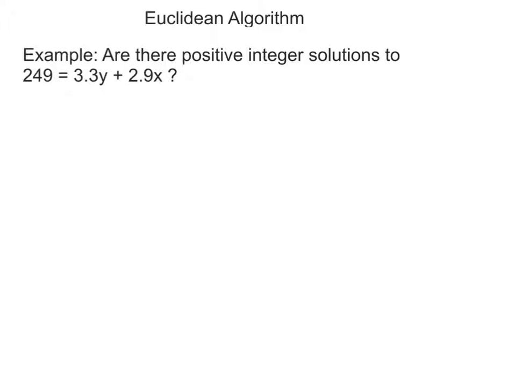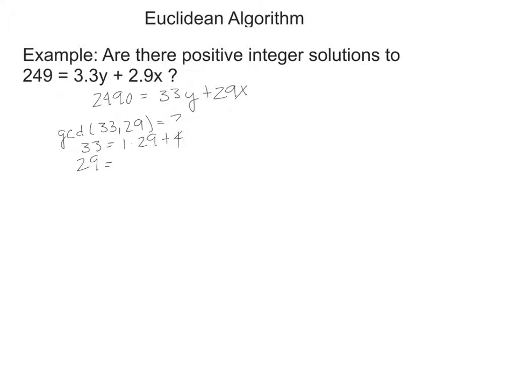So our first step is going to be to multiply everything by 10. So we're going to have 2490 equals 33y plus 29x. For now, just go with me on this. We're going to find the greatest common divisor of 33 and 29, and you'll see why later. So we're going to use our Euclidean algorithm, and we get 33 equals 1 times 29 plus 4, and 29 is equal to 7 times 4 plus 1. So this is our greatest common divisor.